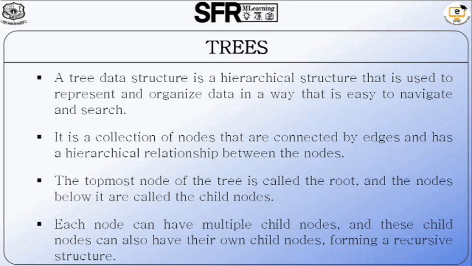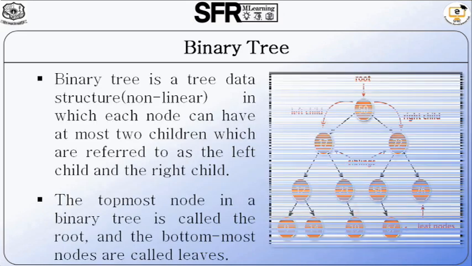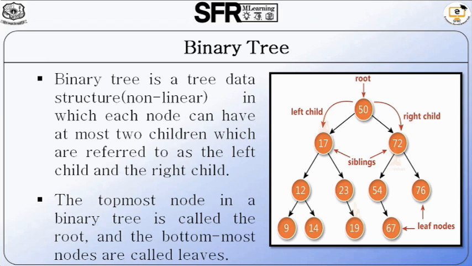Binary tree. The simplest form of tree is binary tree. A binary tree consists of a root node and left and right subtrees, where both subtrees are also binary trees. Each node contains a data element, a left pointer which points to the left subtree, and a right pointer which points to the right subtree. If root equals null, then the tree is empty. The first topmost node in the binary tree is called the root and the bottommost nodes are called leaves.